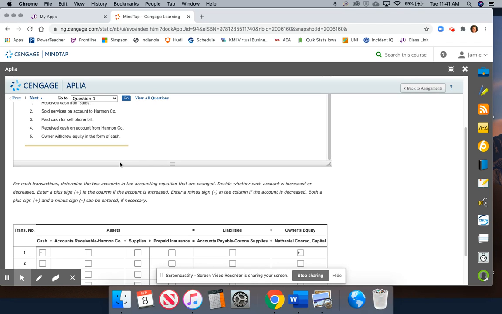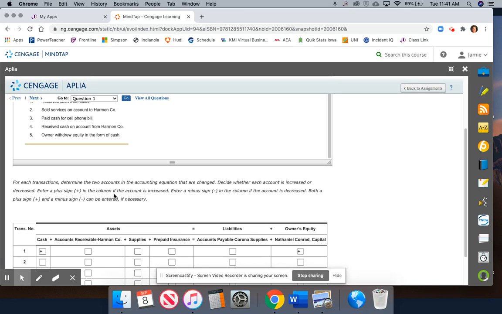Even though they didn't pay us right away, like number 1 where we received cash from sales, GAAP rules state that we record the transaction at the time of the sale. So sale increases owner's equity, revenue, and we're going to increase the value that accounts receivable Harmon Co. owes us. So we sold services to them and we said, hey, pay us in 30 days. But we're going to record the transaction right now.